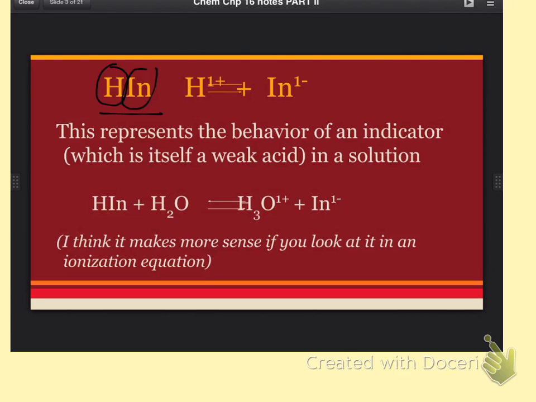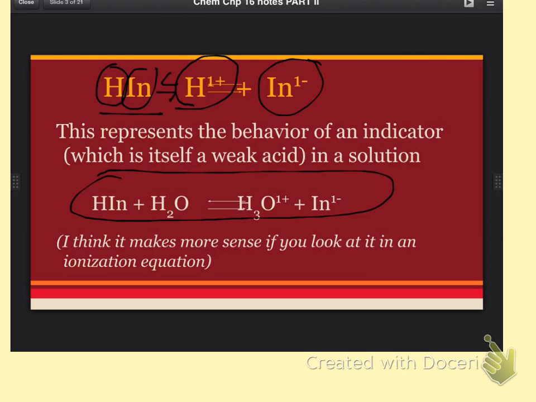And if you printed these straight from PowerPoint, the arrows should be lined up. If you transform them into some other format, the arrows got all screwed up. So the arrows should be there. And what this means is that that indicator is going to break up into a proton that can go on with somebody else, and an anion from the indicator. I find it more comprehensible to look at this in this context, and most indicators are acids.